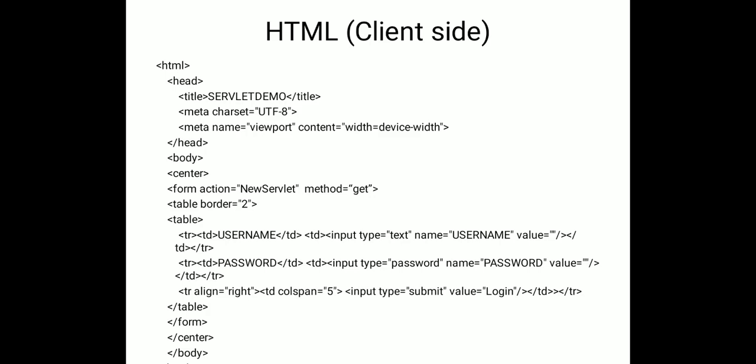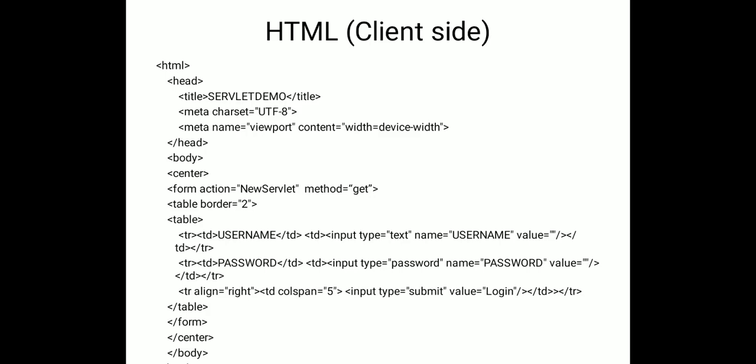In the body part we are mentioning the form. The action is an attribute, the name of that particular servlet. Then method is equal to get. Here you can observe the username and password which we need to send from the client side. The username has some value mentioned, and the password also has some value. With these two parameters which we need to send from the client, using one submit button I am sending them to the server side.